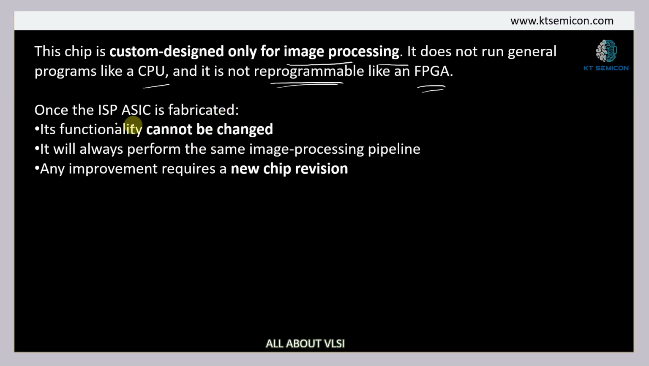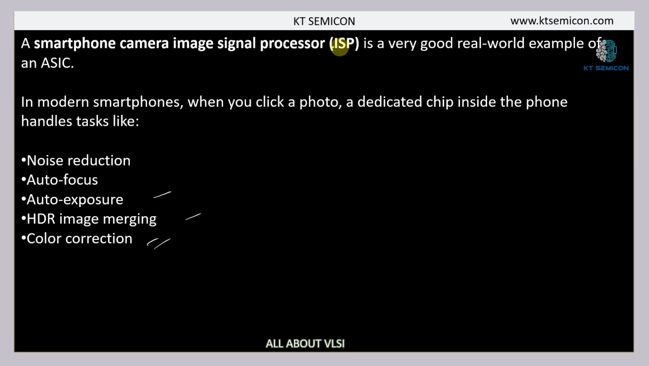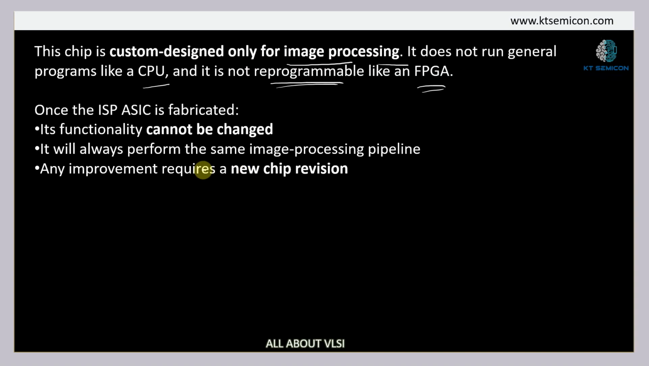So this particular ASIC chip is known as an image signal processor, ISP. Okay. So if it is being fabricated, its functionality cannot be changed, and it is always going to perform the same image processing pipeline. And any improvement requires a new chip version. We cannot add new features like in our software upgrades. Like we cannot upgrade the chip. So if we need any new revisions, then we are going to another new chip.